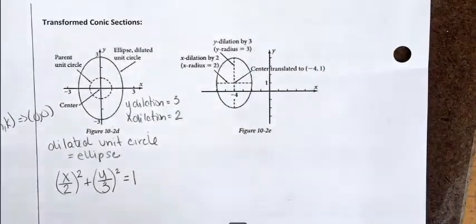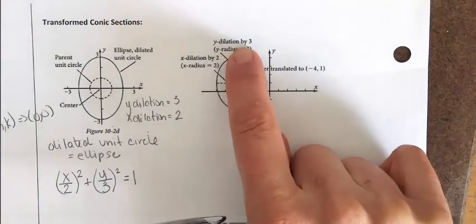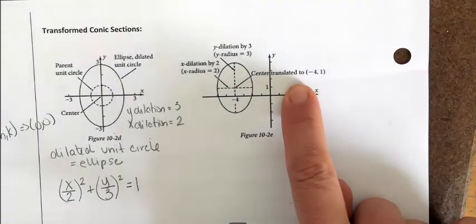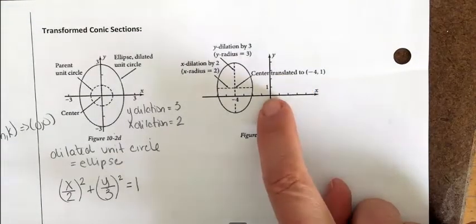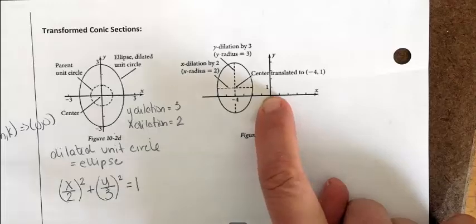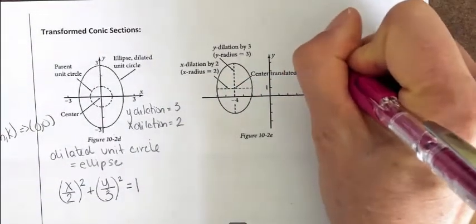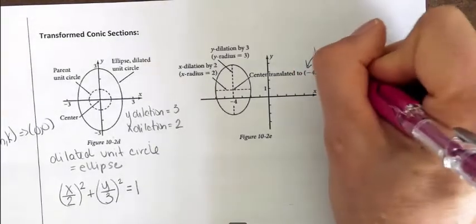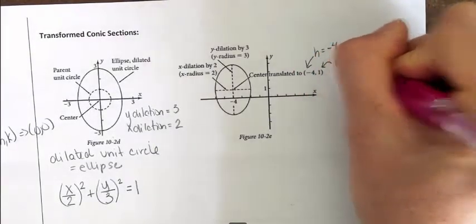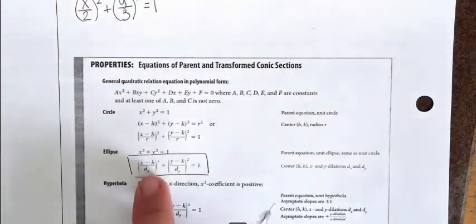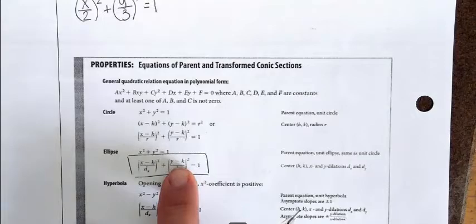Now this one to the right here, not only do we still have those same dilations, right? We got a y dilation by 3, an x dilation of 2, but my center has been translated. So my center is no longer at 0, 0. It's been translated to the left 4 and up 1, making my h negative 4 and my k positive 1. So now when I use this equation down below, I do have an h and I do have a k. My dilation factors stay the same.